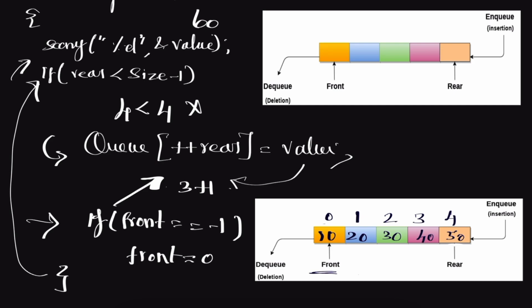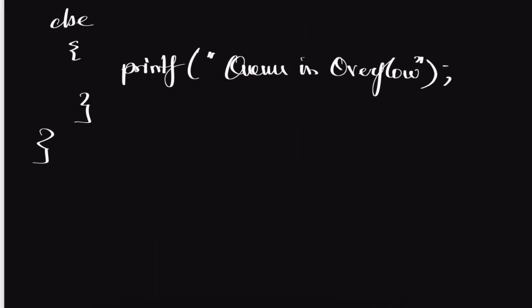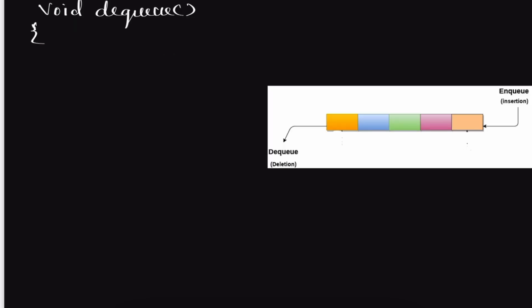Enqueue means the insertion will take place at the rear end. So once we are doing the insertion operation, before that we have to check the condition. If the space is available, we can do the insertion operation at the rear end until we reach the queue is full. So once the queue is full, we have to print the statement the queue is overflow, because we can't do the insertion operation at the rear end. The queue is overflow.